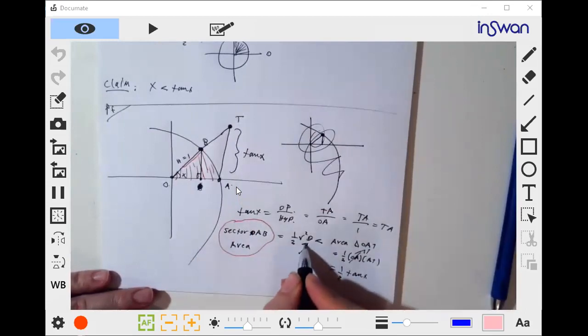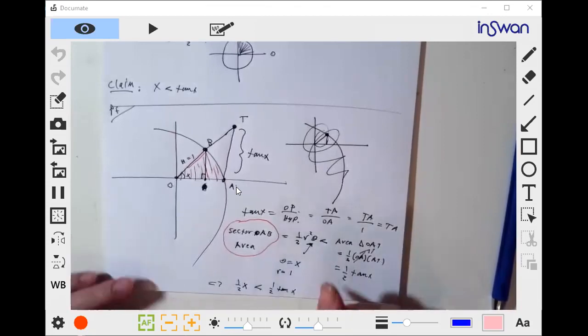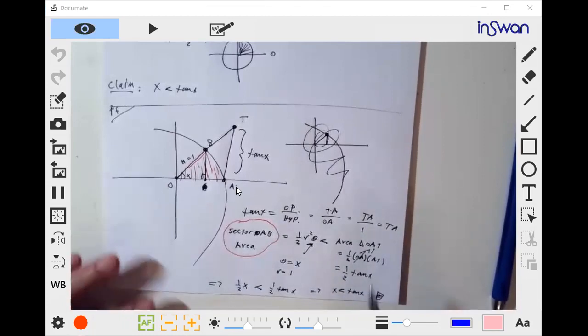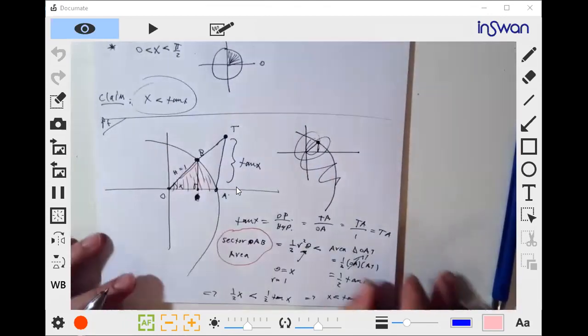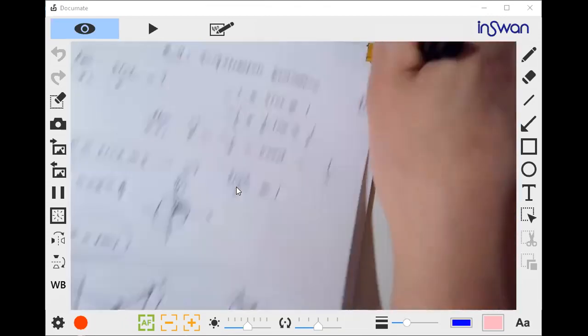For theta equal to x, the radius is equal to 1. This breaks down to the following: 1/2 times 1 squared, which is just 1, times x, is less than 1/2 tangent of x. We can cancel out the 1/2s to just get x is less than tangent of x, and we're done. That was what we were trying to show, that x is less than tangent of x if x is in between 0 and pi over 2. All right, let's see what this is getting us.